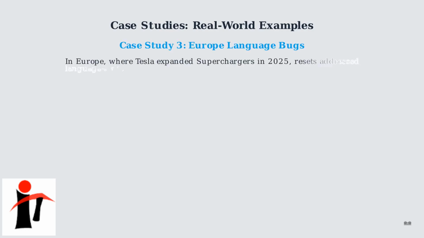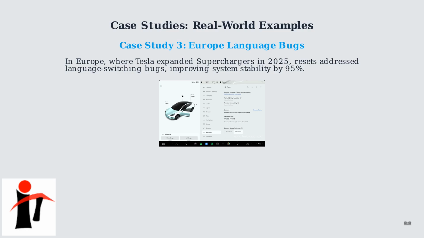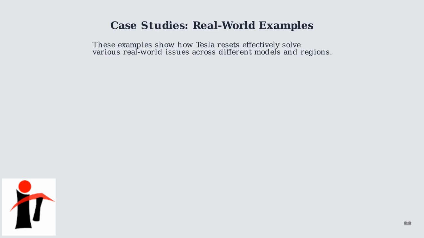Third, in Europe following Tesla's 2025 supercharger expansion, users reported language switching bugs in the infotainment system. Resets resolved these issues, with studies showing a 95% improvement in system stability for over 500 reported cases. These real-world examples illustrate how Tesla resets can effectively resolve a wide range of issues, from minor glitches to major system problems, helping owners maintain optimal vehicle performance.